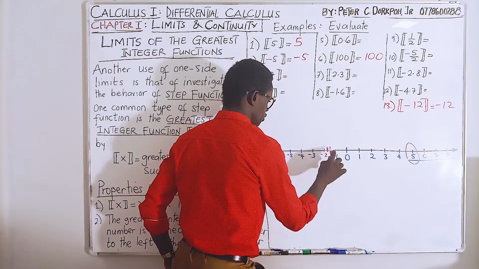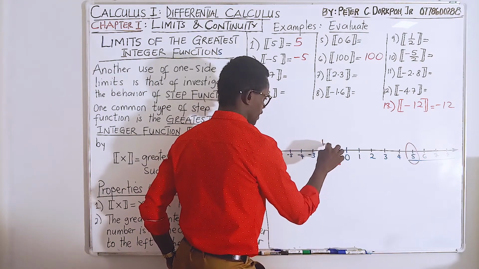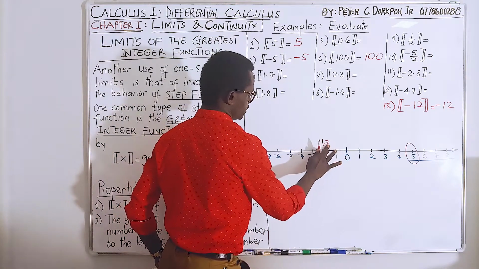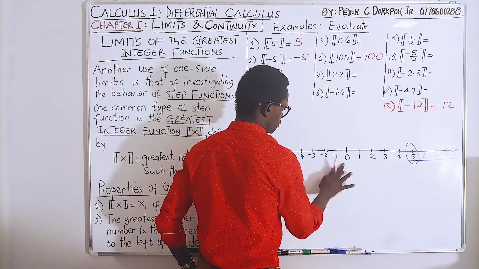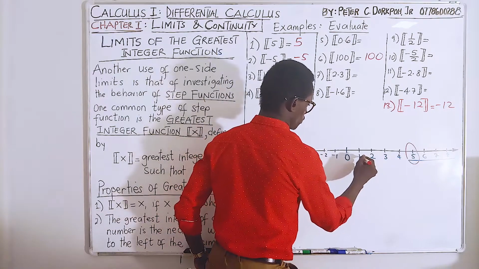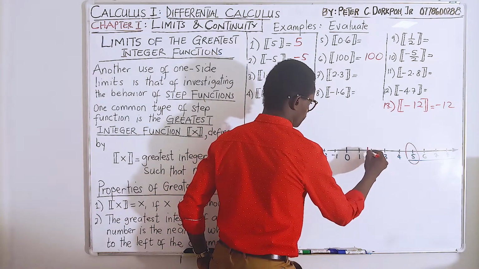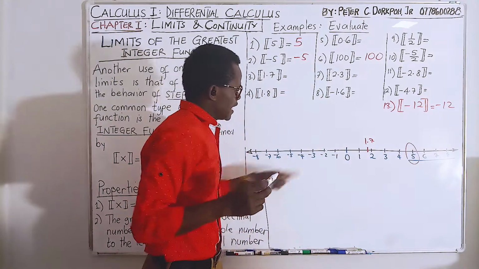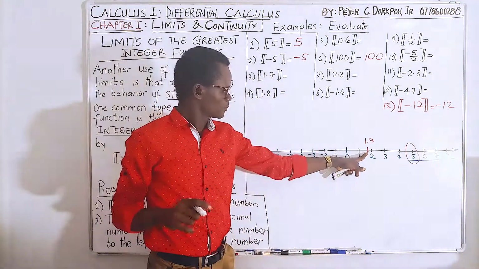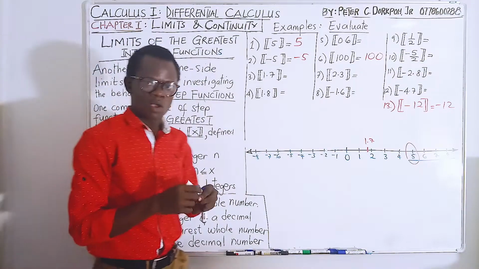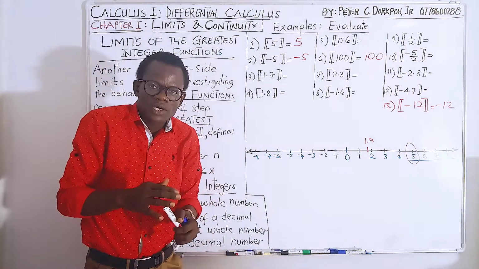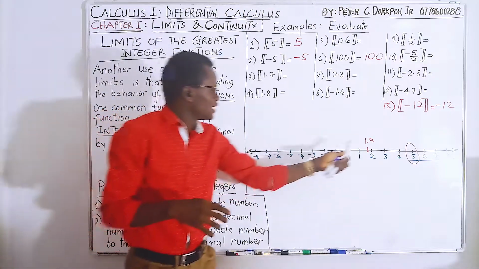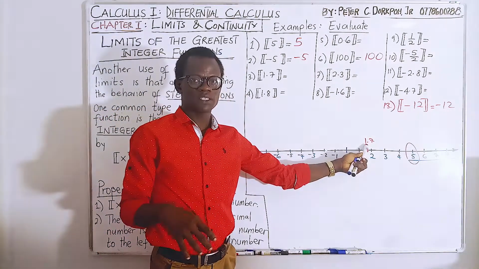Somewhere around here, assume somewhere around here, 1.7. So here is 1.7, for example. Okay, now we are on the negative side. This should be 1.7 around here. So this is 1.7, right? Now, if this is 1.7, the question is, what is that integer that is considered the greatest of all integers that is less than or equal to 1.7?